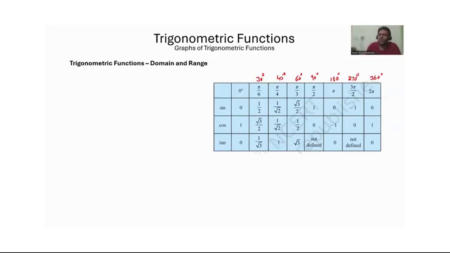So these are the sine values for different angles. This we have learned, right? Sine 0 is 0, sine 30, which is sine pi by 6, is 1 by 2, sine pi by 4 is 1 by root 2, and sine pi by 3 is root 3 by 2, and sine pi by 2 is 1, right? Similarly, cos is the reciprocal.